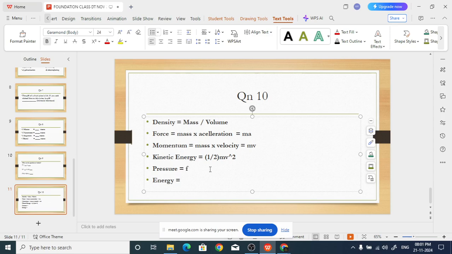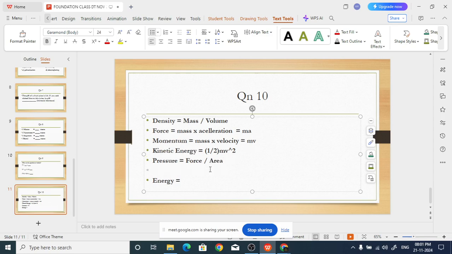Force, then pressure is equal to force divided by area. Energy equal to force into distance. I think you people have forgotten. You have studied, but you have forgotten. I am asking some simple, straightforward questions only. Density equal to mass divided by volume.